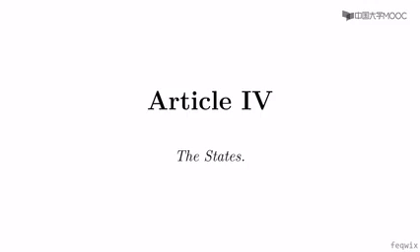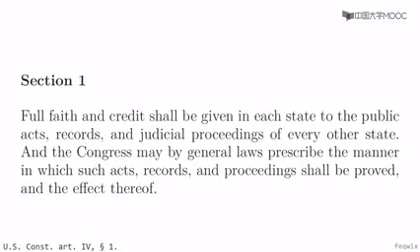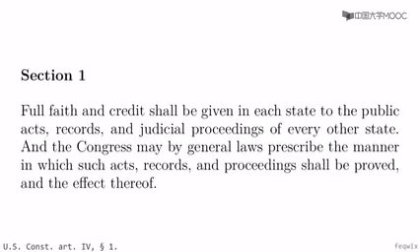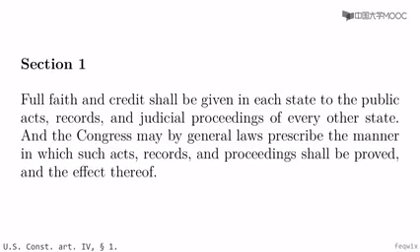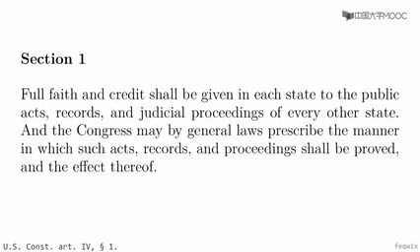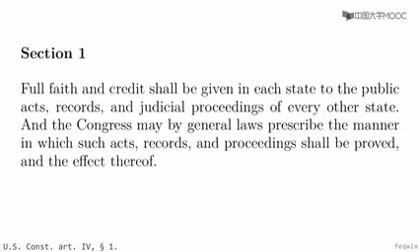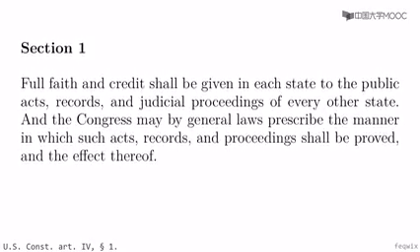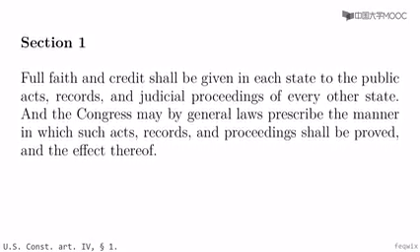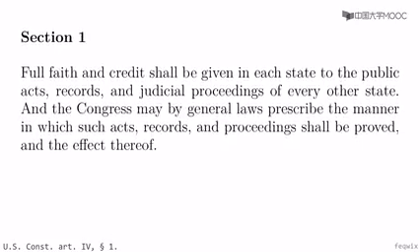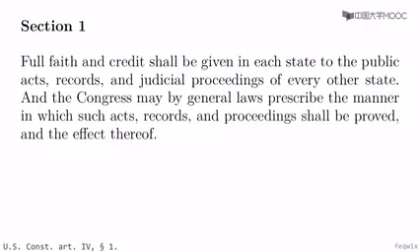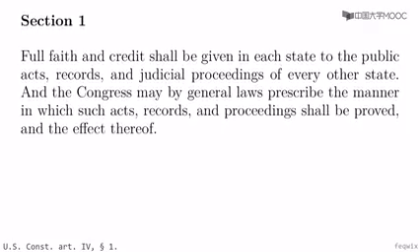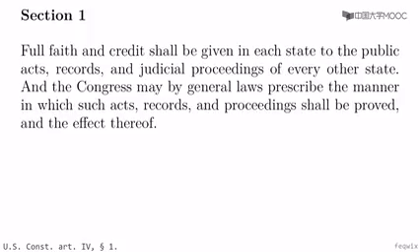Article 4. Section 1. Full faith and credit shall be given in each state to the public acts, records, and judicial proceedings of every other state, and the Congress may by general laws prescribe the manner in which such acts, records, and proceedings shall be proved, and the effect thereof.